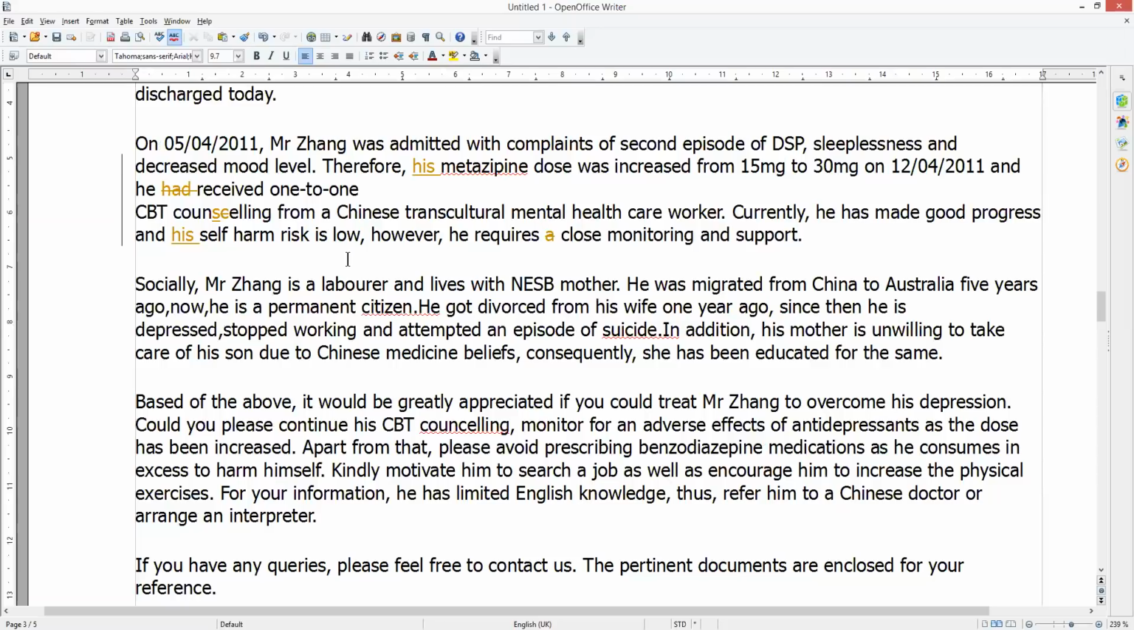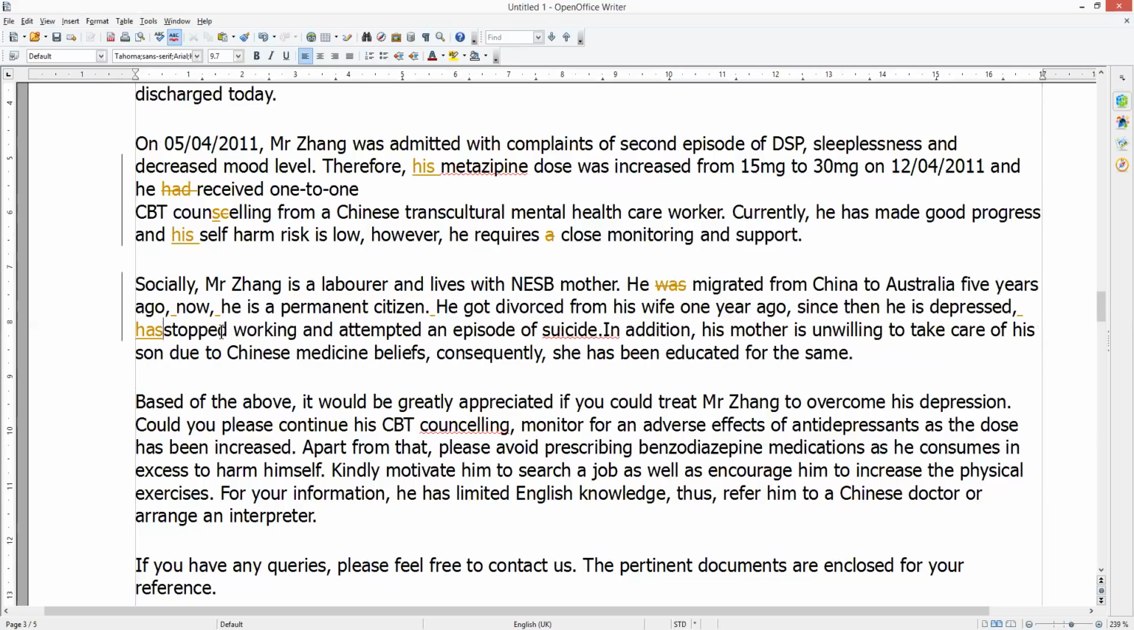Socially, Mr. Jiang is a labourer and lives with what? NESB? What does that mean? He was migrated, you mean he migrated, not passive. 5 years ago, now his bonus is, well, okay, very interesting, but what does this have to do with anything? Ah, right, he got divorced, since then he's depressed, has stopped working, isn't perfect, and attempted an episode of suicide.